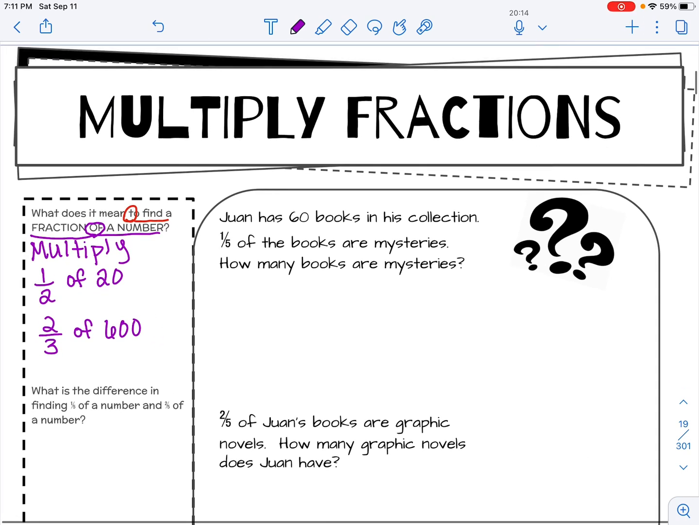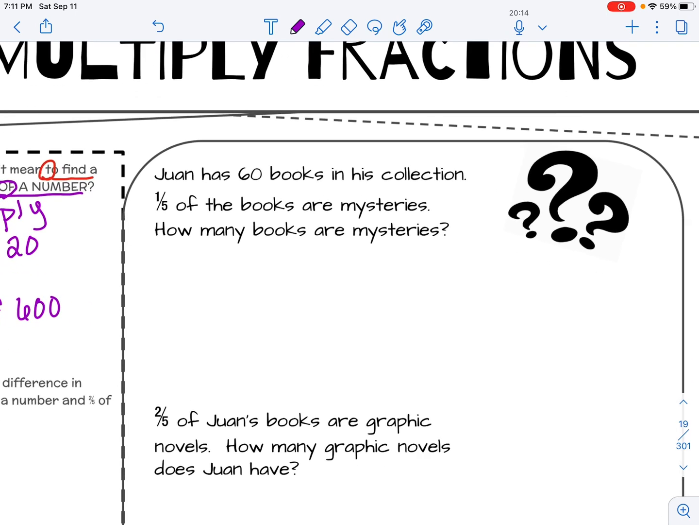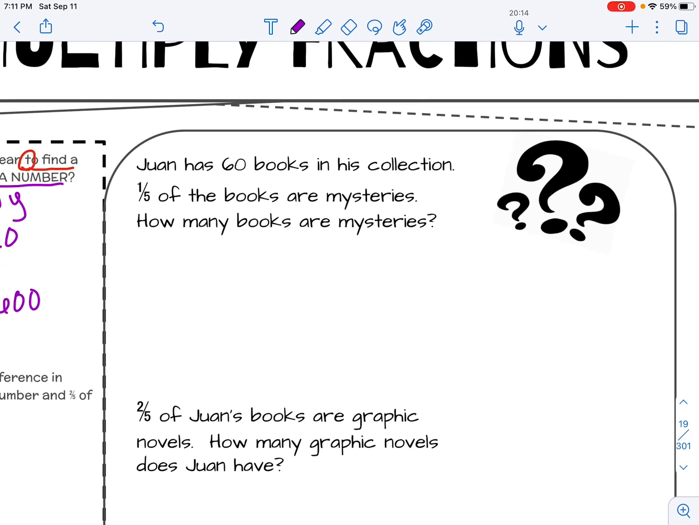Okay, so let's do some word problems with this. Juan has 60 books in his collection. 1/5 of the books are mysteries. How many books are mysteries?